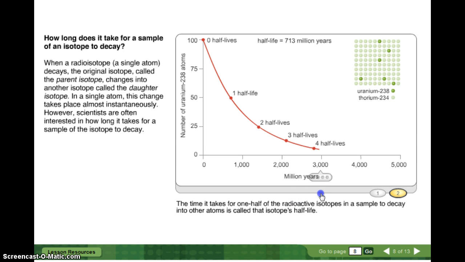Okay, now after 4 half-lives, you can see I just have 6 uraniums left. 4 half-lives is about 2,800 million years. After 5 half-lives, you can see I just have 3 remaining. After 6 half-lives, I have 2. And after 7 half-lives, I have 1. And so I need another half-life to have it all gone into thorium.